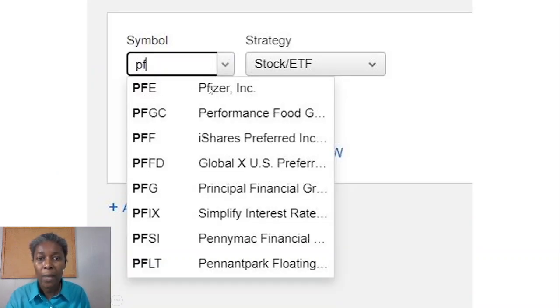So when you tap Pfizer, for instance, you have to know the symbol of the stock you are trying to purchase. So when you start tapping it, it will give you options, and then you can click on the one you are looking for.